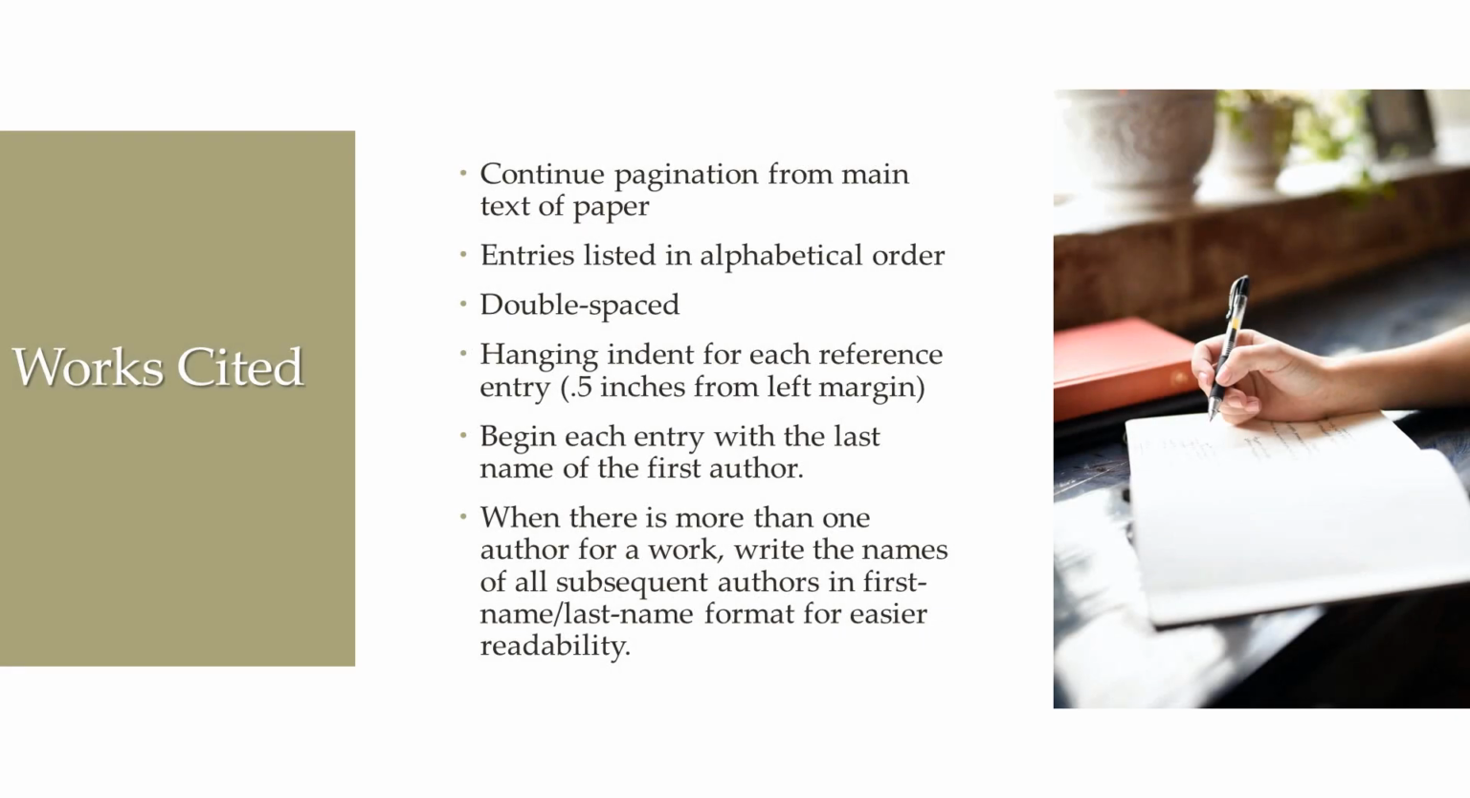Lastly, you'll compose a works cited page at the end of your paper that contains the publication information for each source used. Here are the general guidelines for formatting a works cited page. Continue pagination from the main text of the paper. List all entries in alphabetical order. Double space the entries. Use a half-inch hanging indent for each entry. Begin each entry with the last name of the first author, but write the names of all other authors in first name, last name format for easier readability.